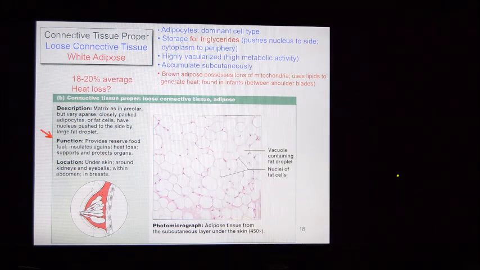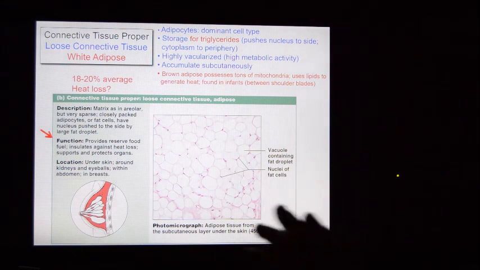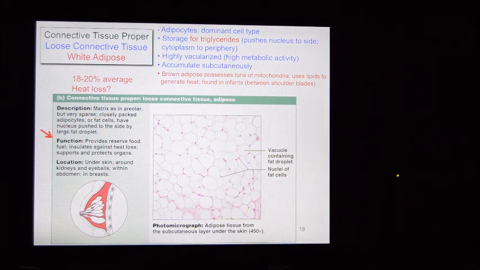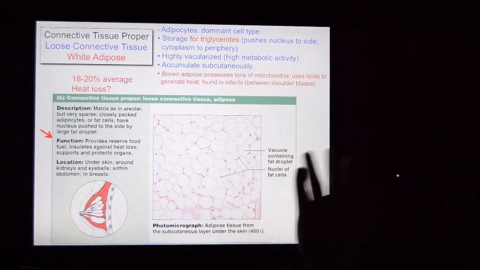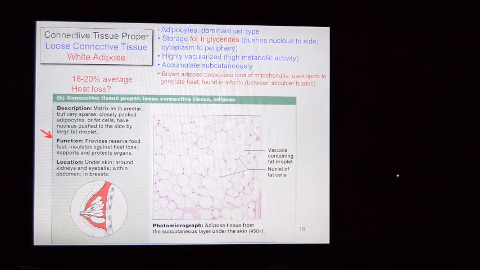Okay, adipose is good for us. It helps us to maintain our body temperature by insulating us in the cold. Adipose is going to be a wonderful padding mechanism for our kidneys and our eyes. It's just all over the body. A wonderful storage of energy, providing a lot of insulation and then protection from blunt impacts, if you will.